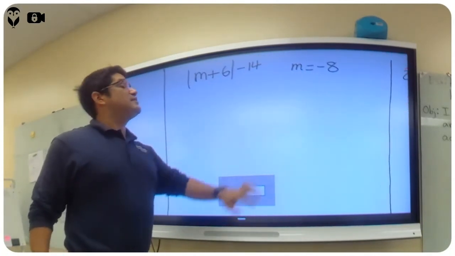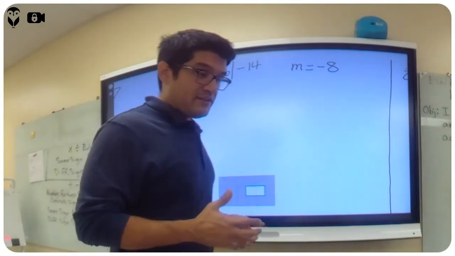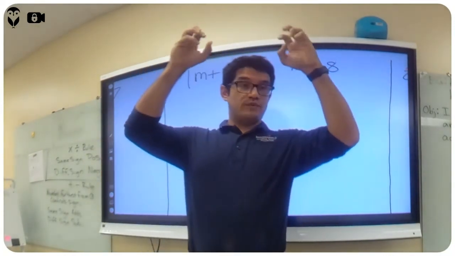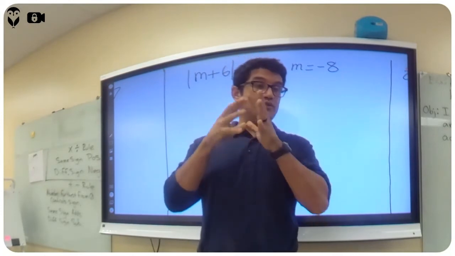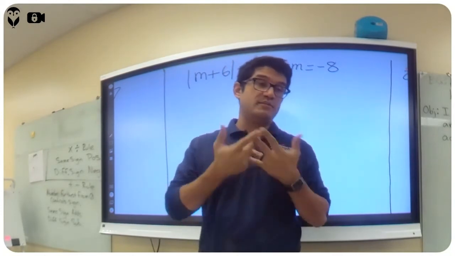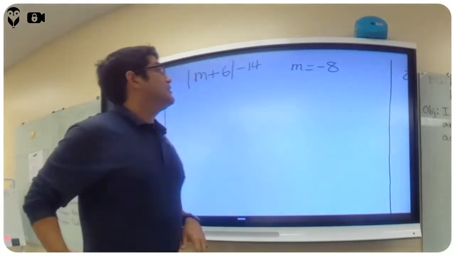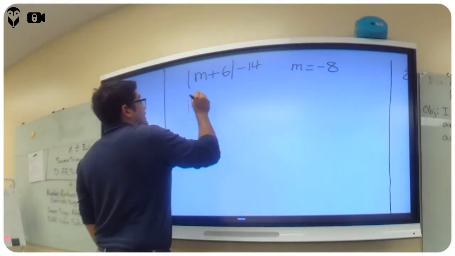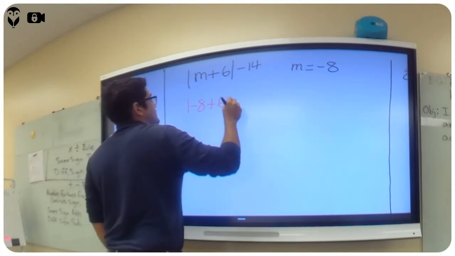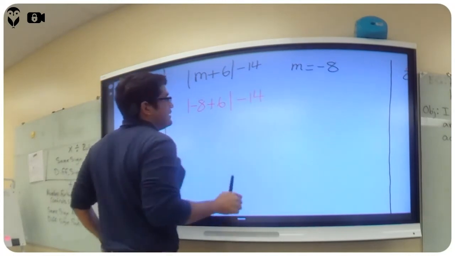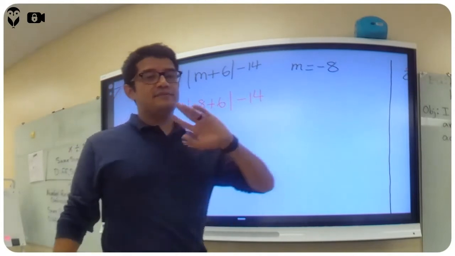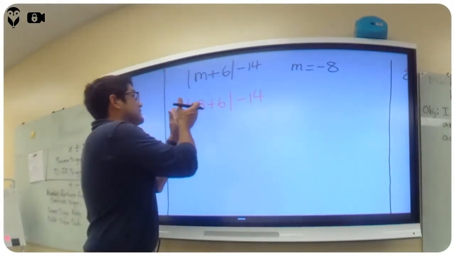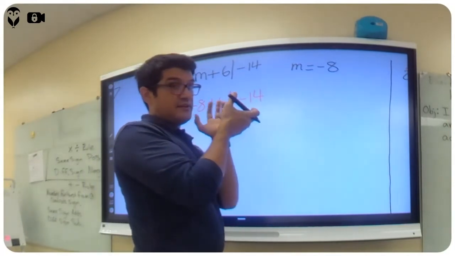Okay, so what about absolute value? What does absolute value even mean? Absolute value means that before you remove the absolute value signs, the result of the inside has to end up to be positive. Okay, so we're going to put negative 8 in here so you can see what it looks like. Negative 8 plus 6 minus 14. Now, everybody says, oh, everything in there is positive in the absolute value. That's not correct, okay? Because the negative 8 is not going to become positive right now.